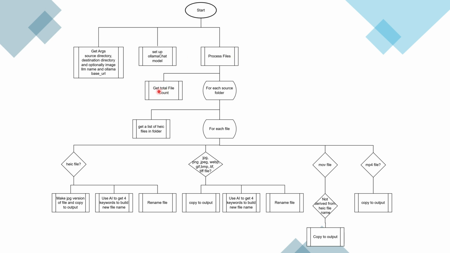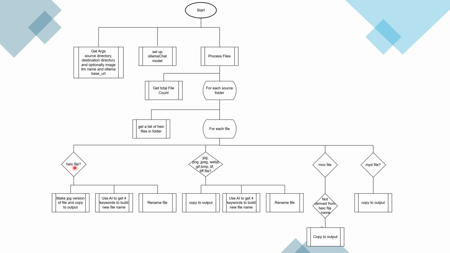First thing I do is run through and just get a total file count, and I use that to keep track of where I'm up to as the program progresses. And then for each folder in the source directory, first thing I do is get a list of heic files in that folder. I just build a list that I keep temporarily, and I use that later on for processing move files. And then for each file in that folder that I'm working on at the moment, it'll go down one of these paths.